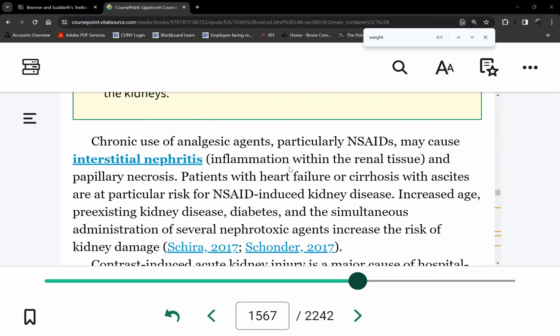How NSAIDs damage kidneys is through the mechanism of action of NSAIDs. How do NSAIDs relieve pain? How do they relieve pain? What is the mechanism of action? NSAIDs. You're warming, so continue. So what does it do? What is that neurotransmitter? Or simply put, it's prostaglandin, correct?